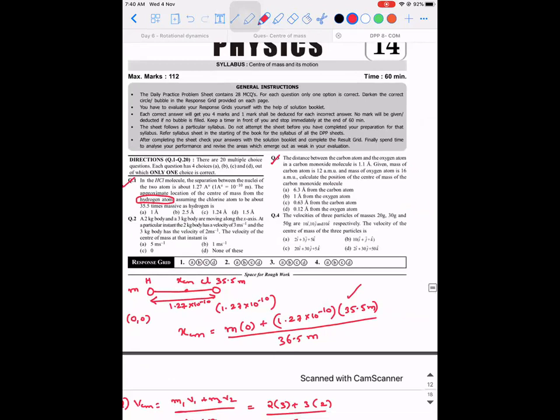Let me see what questions you can do. The distance between carbon atom and oxygen atom in a carbon monoxide molecule is 1.1 angstrom. Given the mass of carbon is 12 u, the mass of oxygen is 16 u. Calculate the center of mass position of the carbon monoxide molecule. If you read the question, they have given different options: 6.3 angstrom from carbon atom, 1 angstrom from oxygen atom, something like this.